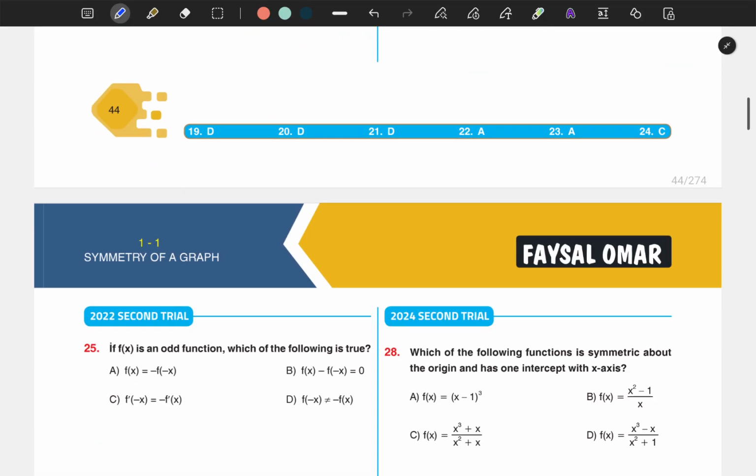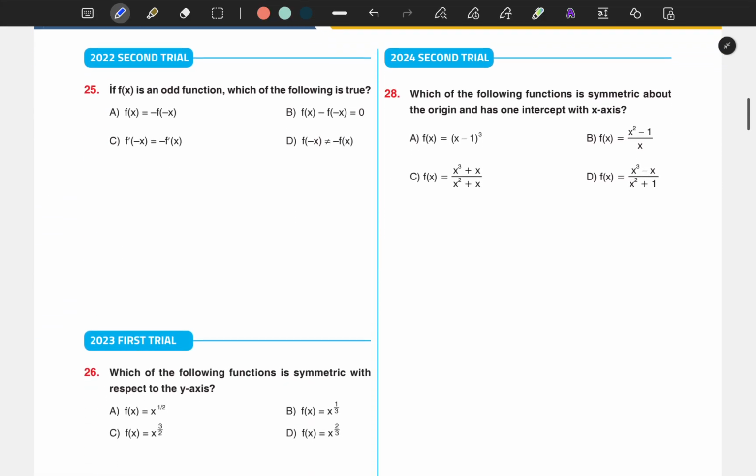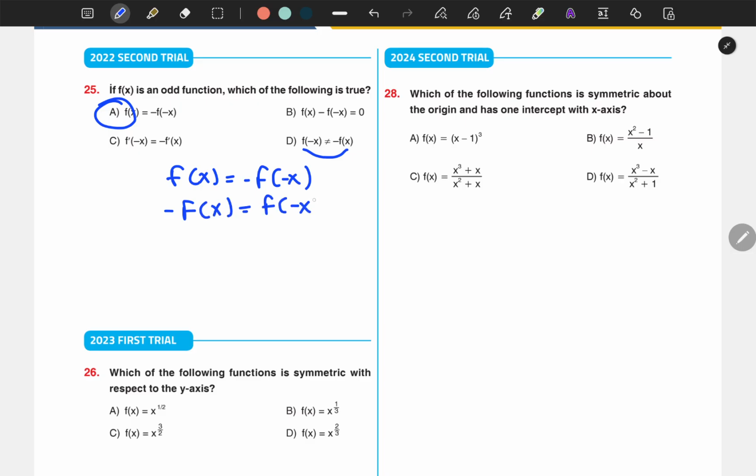Yes, I am scrolling down. Guys, if f is an odd function, which of the following is true? If f is an odd function, when you look at here, A is the answer. Do you know why? Because if it's this one equal, this will also be true. I have two definitions of the odd function. F of x equal to negative f of x, or negative f of x equal to f of negative x. If I have one of them in the options, it is the answer.